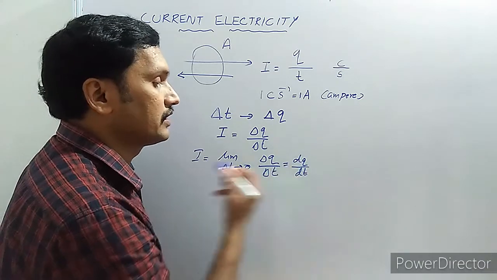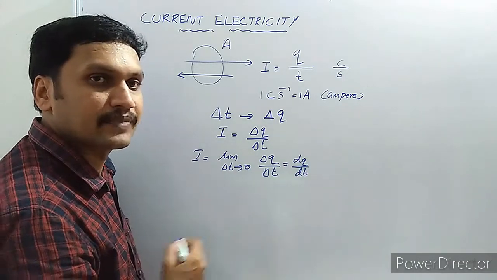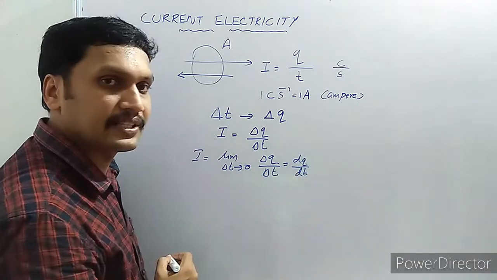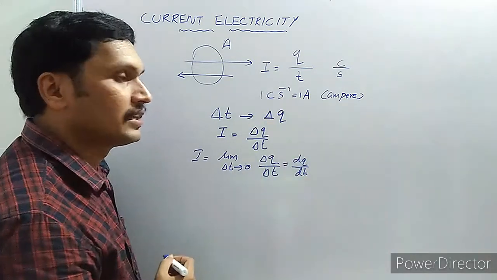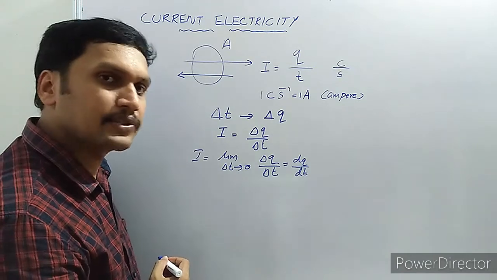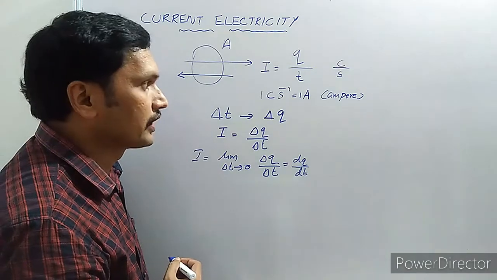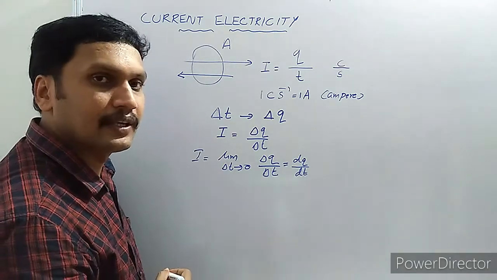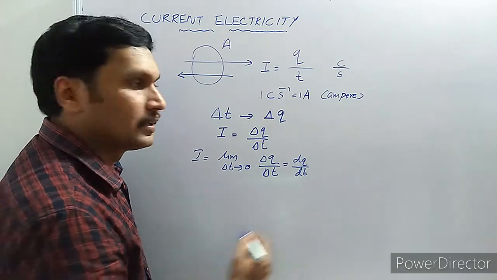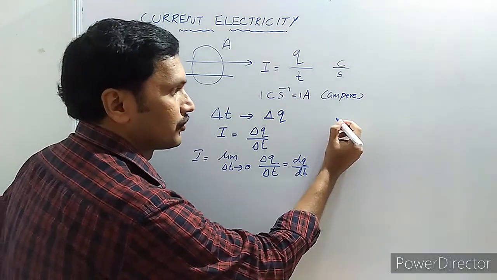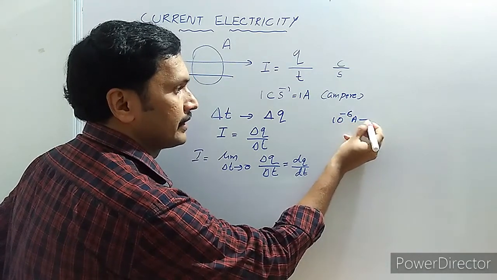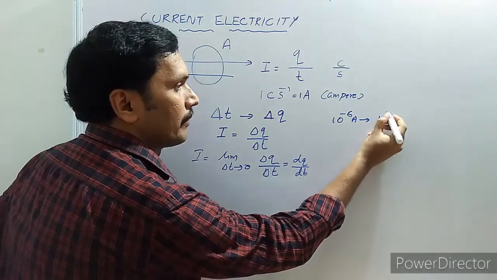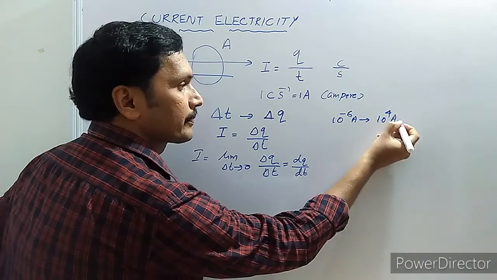The time rate of flow of charge is known as electric current, and it is measured in a unit ampere. Actually, we have some smaller units for the measurement of current. In our daily life, we come across currents from a range of 10 raised to minus 6 ampere to 10 raised to 4 ampere.